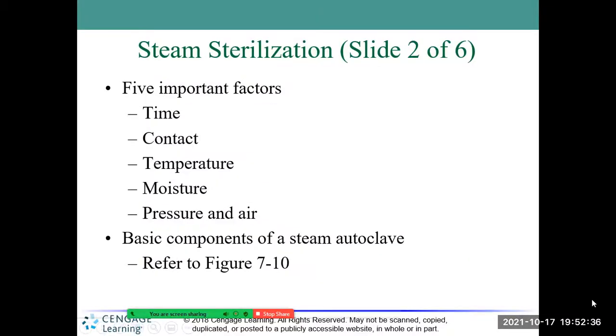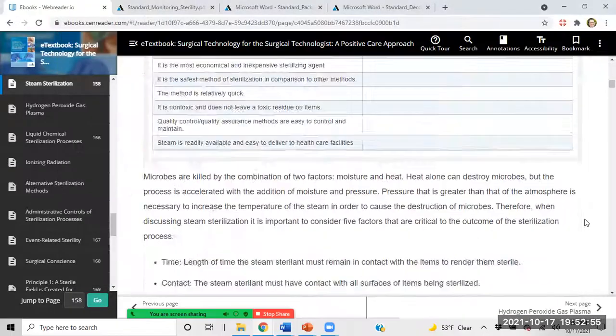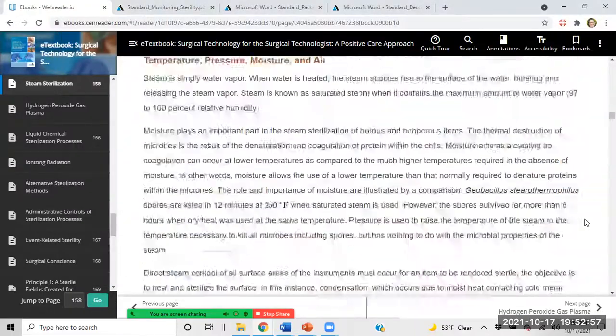Then we take into account how long it's in the sterilizer, how it's able to make contact with every piece of equipment, what the temperature is, what the level of moisture is, and what the pressure and flow of air are. All of that is taken into account when we're looking at how efficiently it is done.